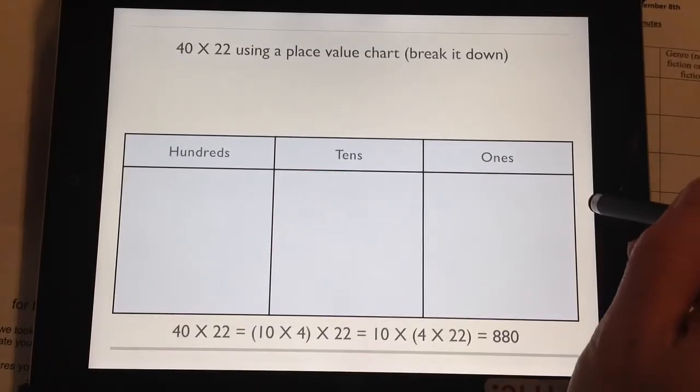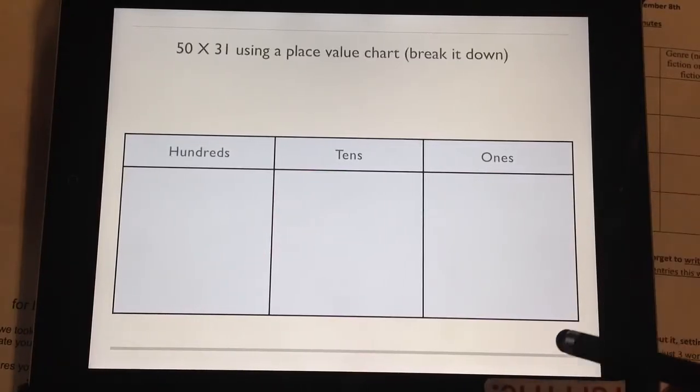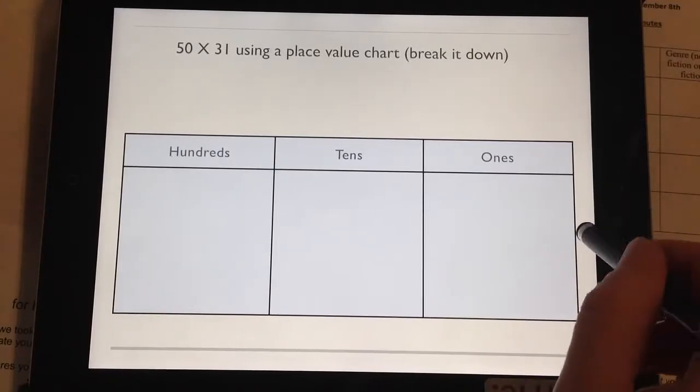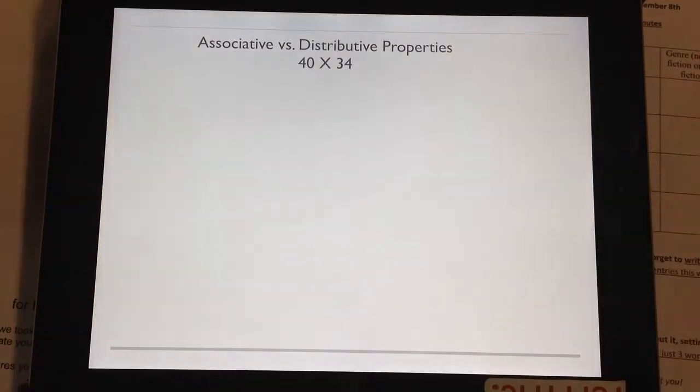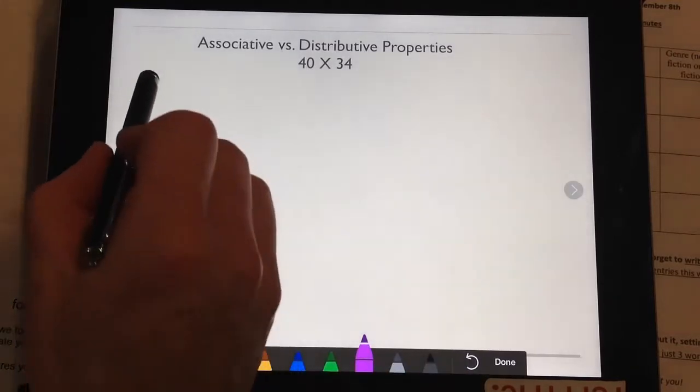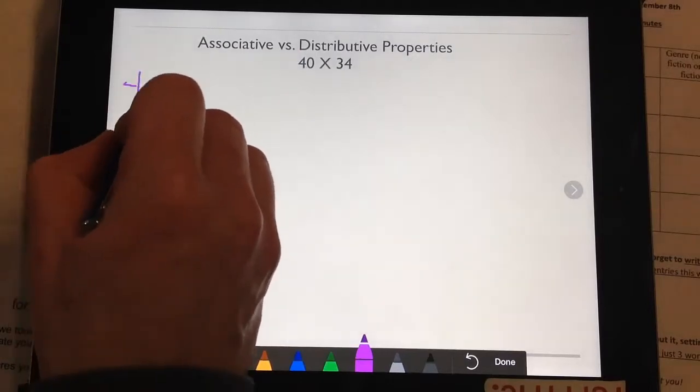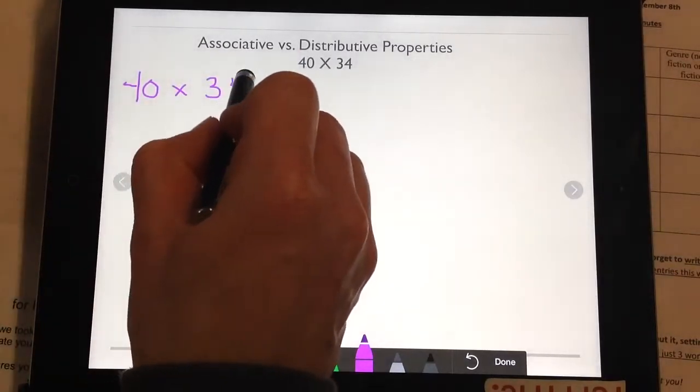All right. This is another one we're going to do in class. We're not going to worry about it right now. But I do want to, again, show you the difference between associative versus distributive. So here is associative, 40 times 34.